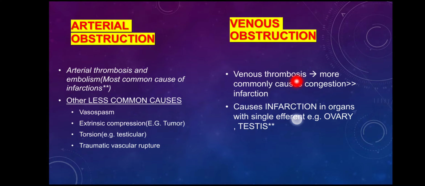In that way it will cause congestion as well as infarction of that tissue if there is chronic venous obstruction. Infarction due to venous obstruction is commonly seen in organs which have a single efferent venous drainage, for example ovary and testis. Again, this is an important question for Viva and MCQ. So ovary and testis commonly show infarction due to venous obstruction.